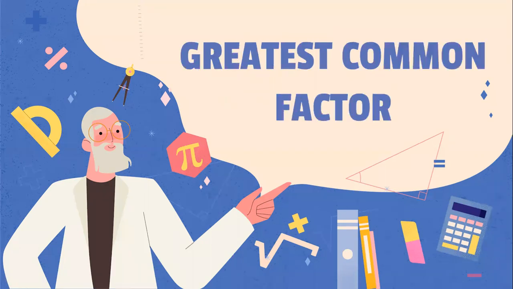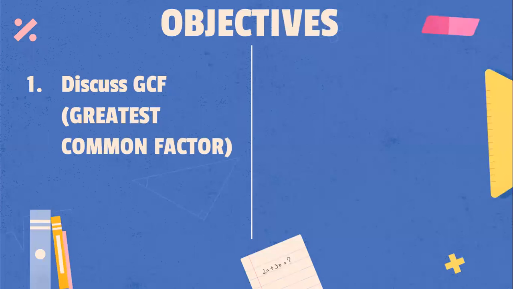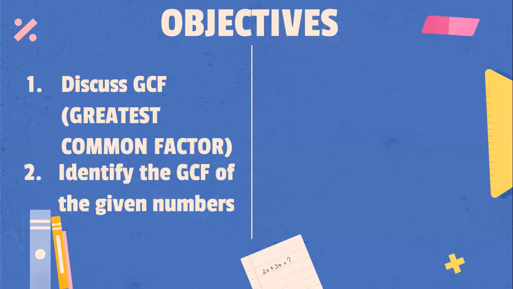For today, we are going to study about greatest common factor, or what we call GCF. The objectives of this lesson are: number one, discuss greatest common factor. Number two, identify the greatest common factor of the given numbers.